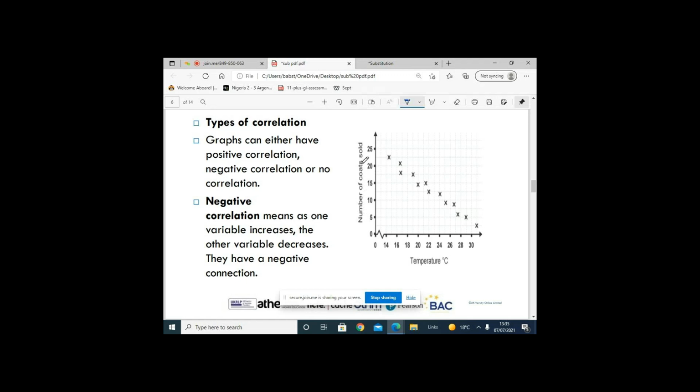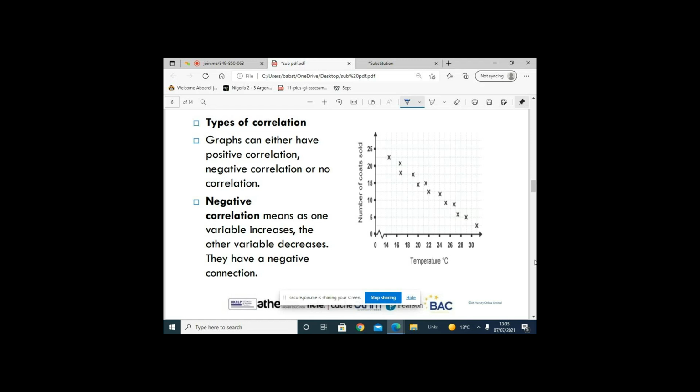The number of ice cream cones sold is decreasing as temperature is increasing. Because during summer, people don't really buy jackets. So the number of coats will be decreasing as temperature is increasing. During winter, as temperature is decreasing, you realize that the number of coats will be increasing.